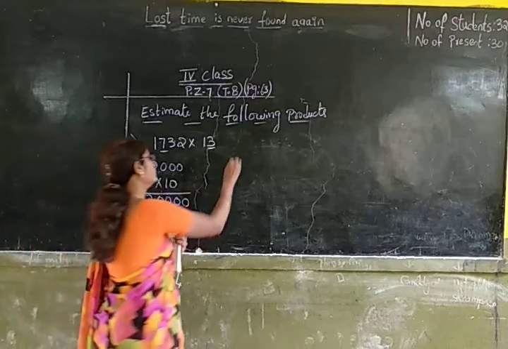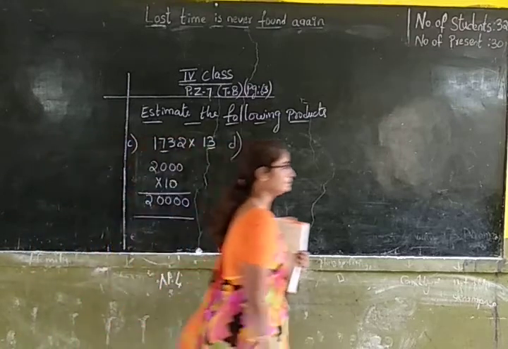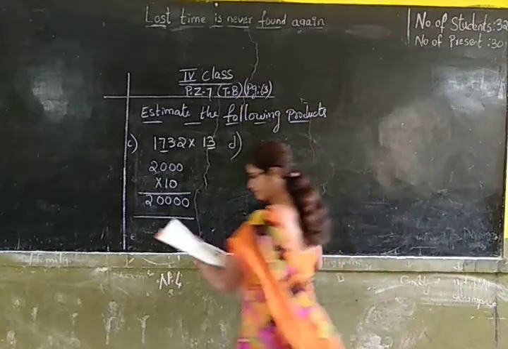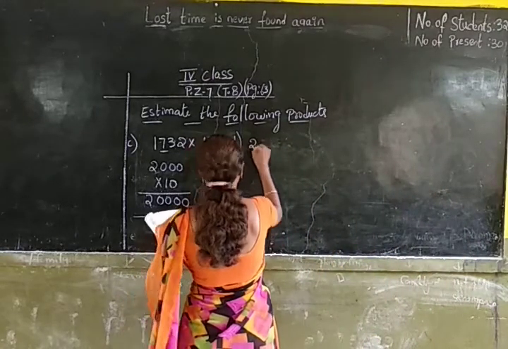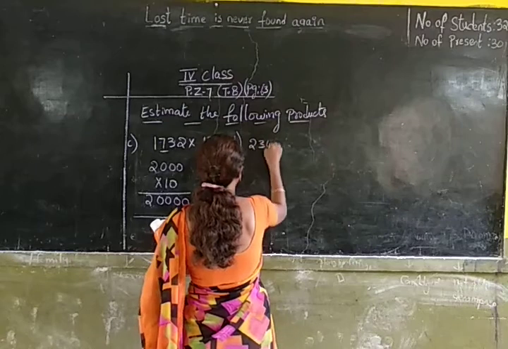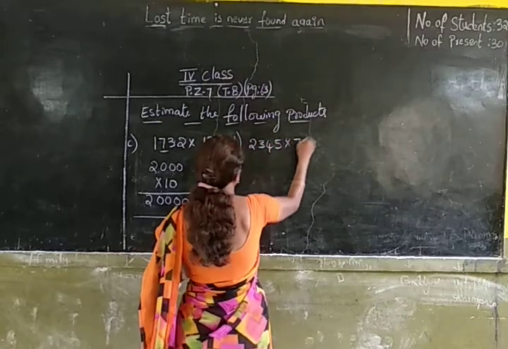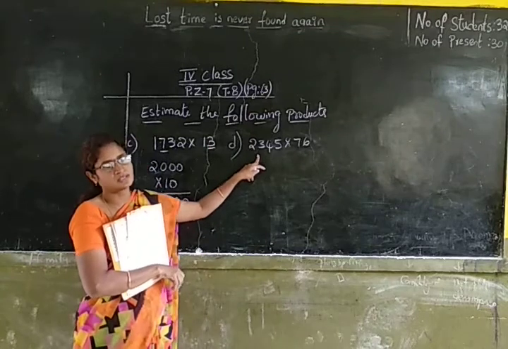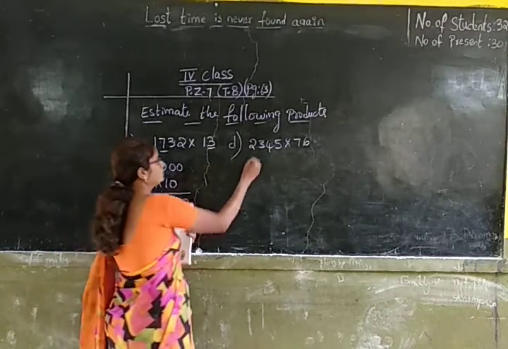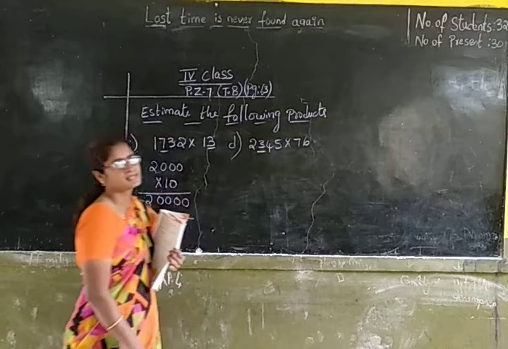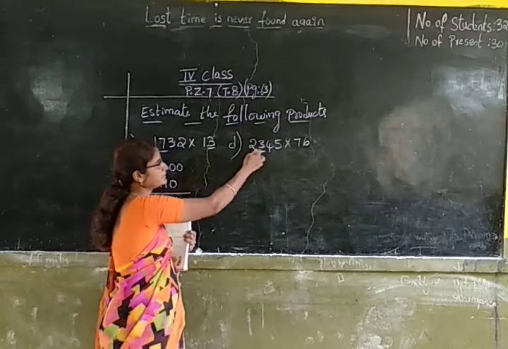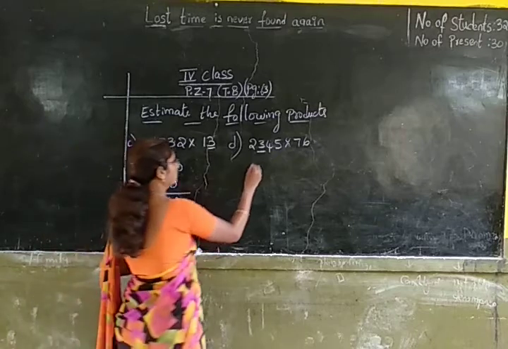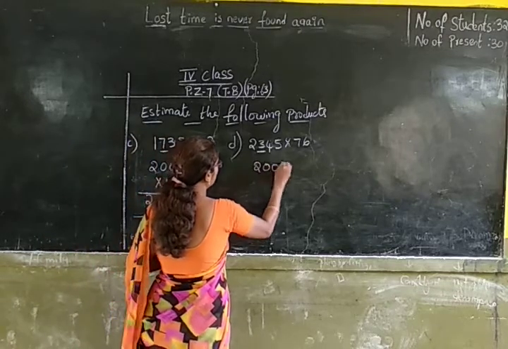Okay children. Now let us do the D sum. So what is the D sum? 2345 into 76. First let us round up this number to the nearest thousands. For that you have to underline the digit at its hundreds place. Here the digit at its hundreds place is 3. So no need of adding 1 to the next number. So this will become 2000.